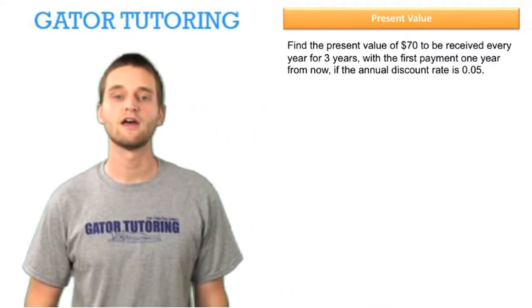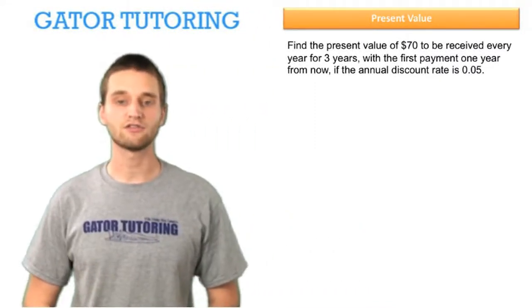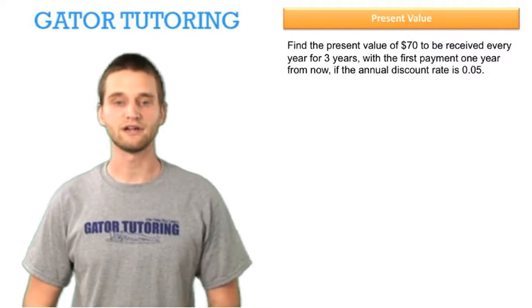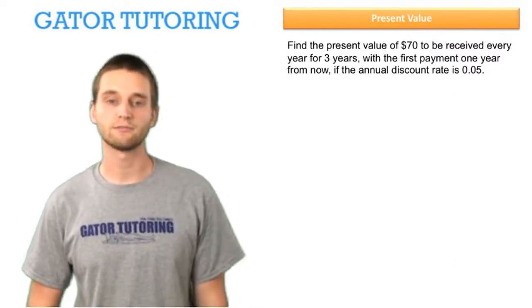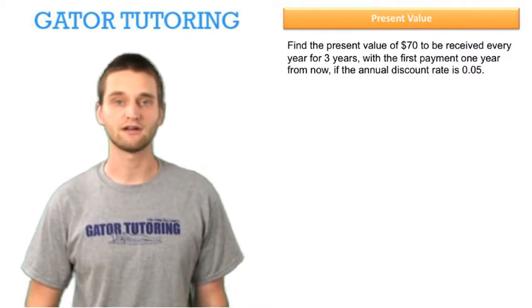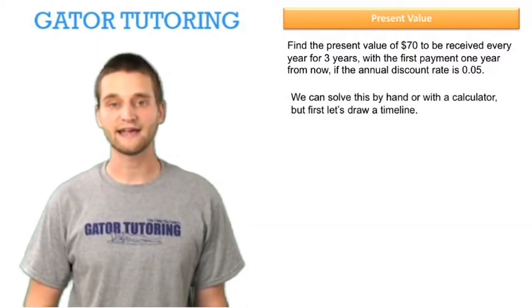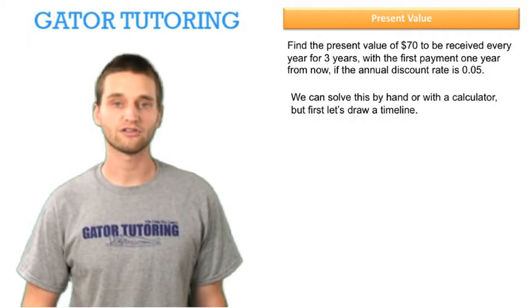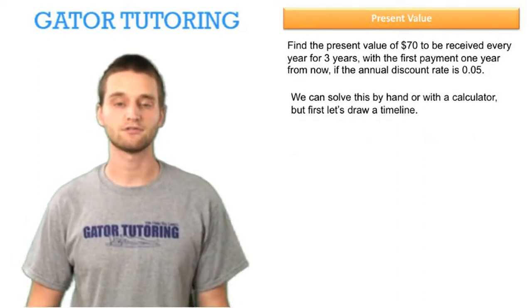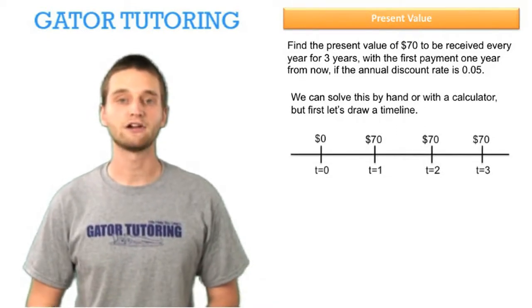The question is, find the present value of $70 to be received every year for 3 years with the first payment 1 year from now, if the annual discount rate is 0.05. We can solve this by hand or with a calculator, but first let's draw a timeline to help us organize our cash flows. Our first time period is the present.